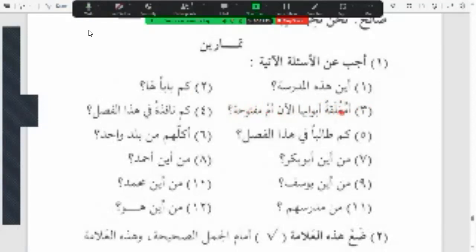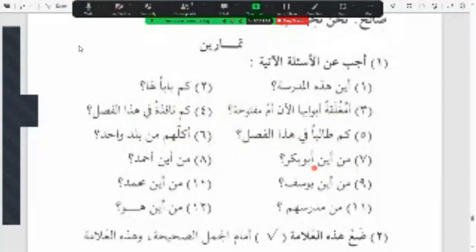Open, closed. Kam nafidatan fi hadha al-fasl? How many windows? Nafidatan. How many windows? We learned about this in the passage. It's very clear. Kam taliban fi hadha al-fasl? How many students in this class? Akulluhum min balad wahid? Are they all from one country?